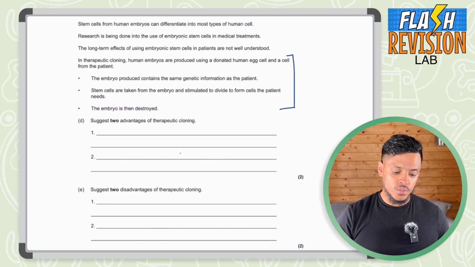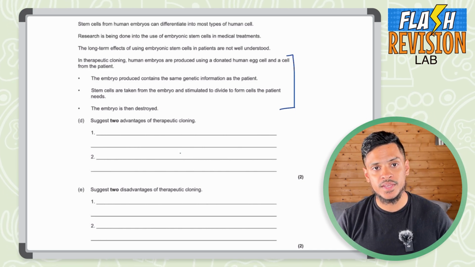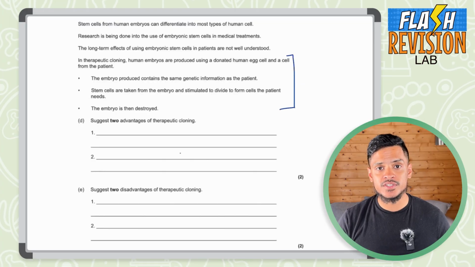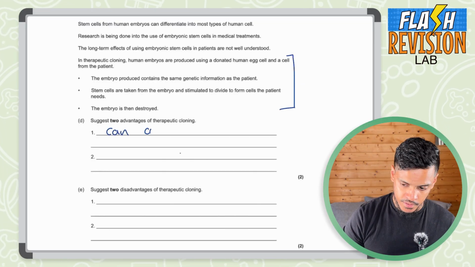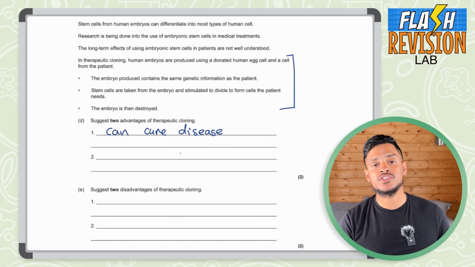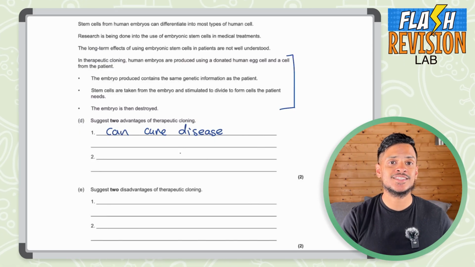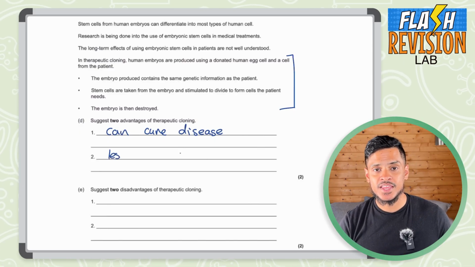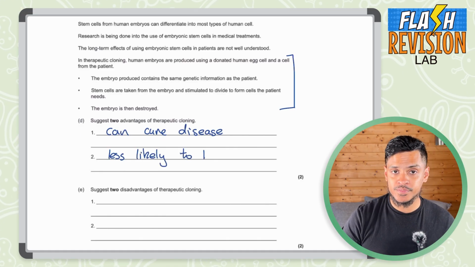So we need to give 2 advantages for part D and 2 disadvantages for part E. Part D, advantages, well, it's used to cure diseases, right? So that's a very good thing. So we can say can cure diseases. As well as this, remember, because it's used using the patient's own DNA, it's less likely to be rejected. The body won't reject these stem cells because it's not from somewhere else.